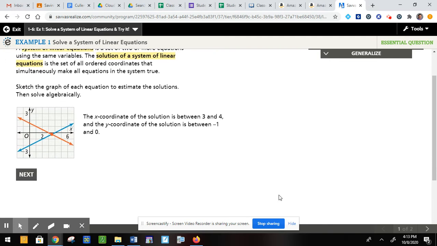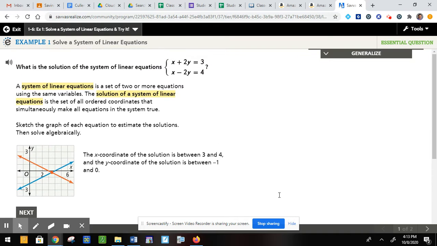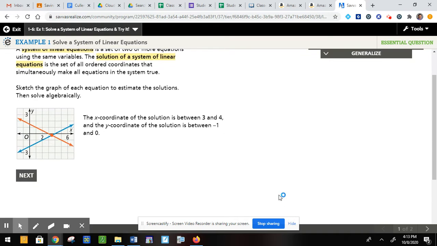A couple ways to solve. First would be if you graph both lines. Where they intersect, if they intersect, would be the solution. Graphing isn't always the best way to do it because it's kind of hard to tell exactly where it's intersecting if it's not right on a lattice point.